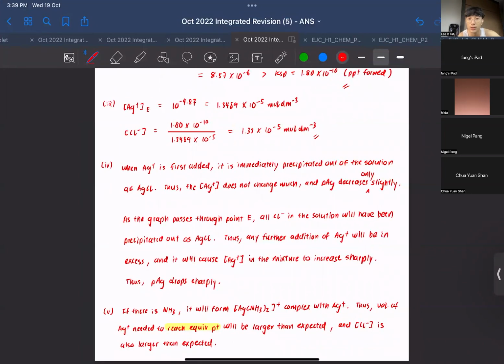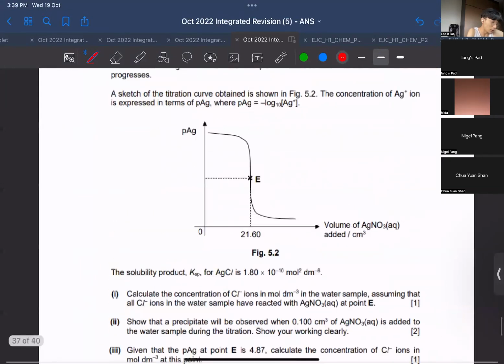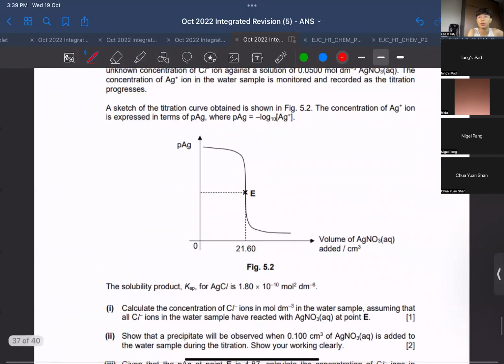Okay, we've got a few questions. First question, can you explain the gradual part at the end of the Ag plus curve? Okay, so at the end, is it? Even though the question never asks us about the end, I think it's good to understand also.